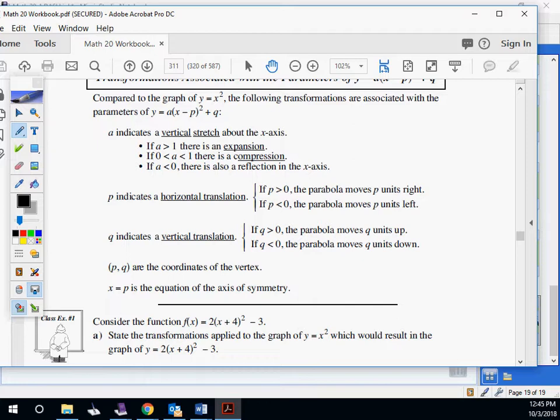p indicates, remember, we kind of think about this backwards, but p indicates the left and right movement, opposite of what you see. q indicates up and down movement, like Brett was asking earlier, that's going to be what you see. So if that says +6 on the outside, that's just up 6. Don't do opposite there. The vertex is (p, q), and x equals p, whatever your movement right or left was, is going to be your new axis of symmetry.